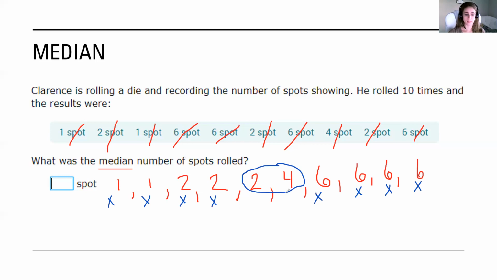Remember, to find the mean, to find the average, you add your 2 numbers up, and then you divide by how many numbers are in your data set. In this case, it's just 2 numbers because we're focusing on these 2 in the middle, trying to get a single answer to get our true median. Therefore, 6 divided by 2 is 3. So 3 is the median number of spots rolled.